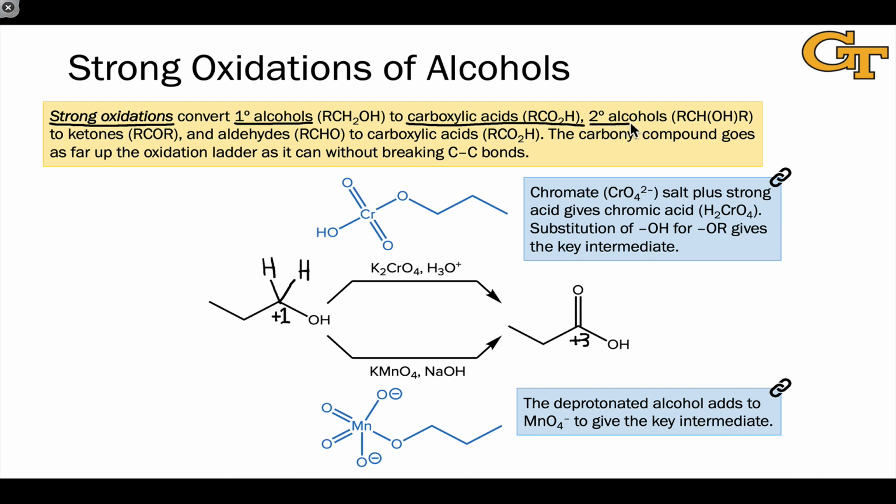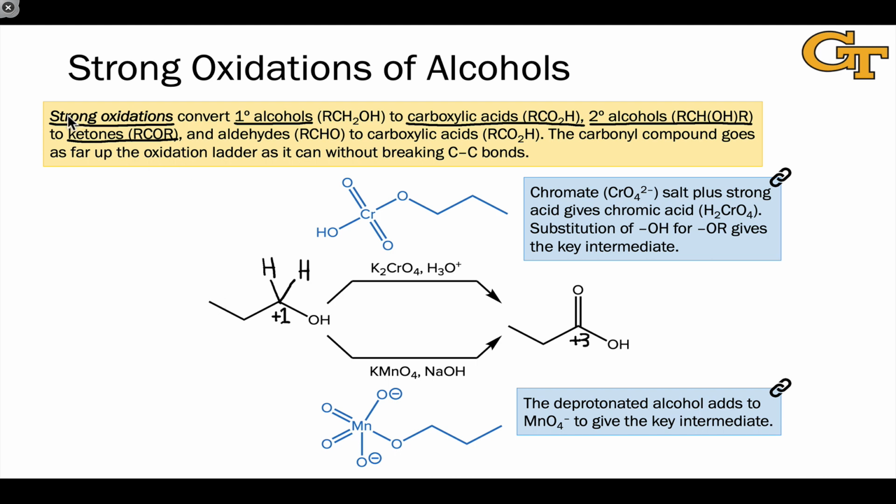Secondary alcohols, which have the general formula you see here, RCHOHR, only have really a pair of oxidizable hydrogens, and so these are converted to ketones, because once we get to the ketone stage, there are no more hydrogens to remove from the carbonyl functionality.